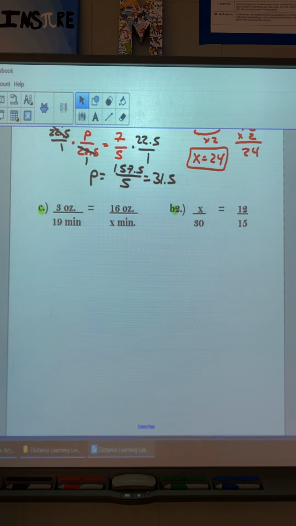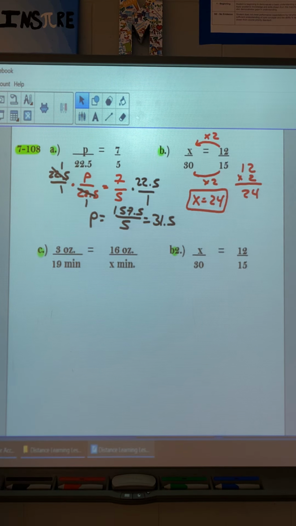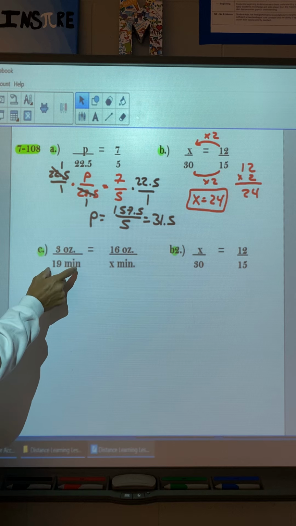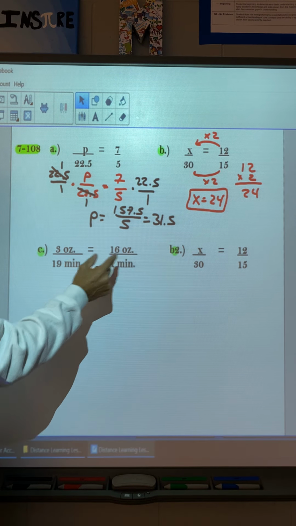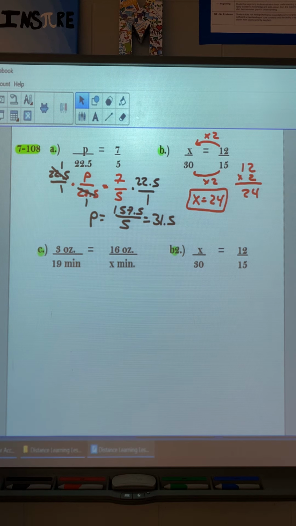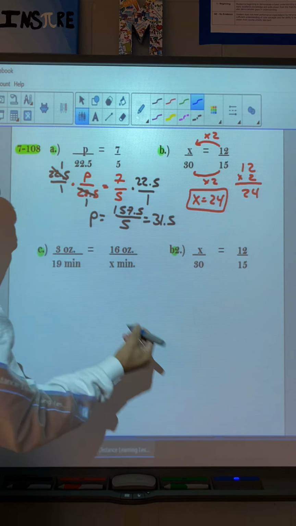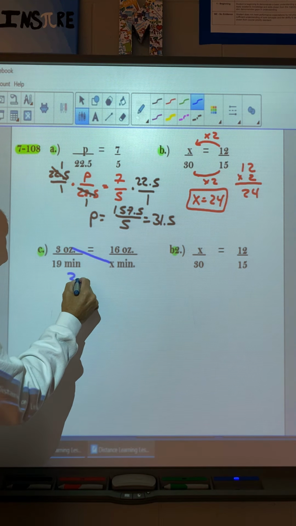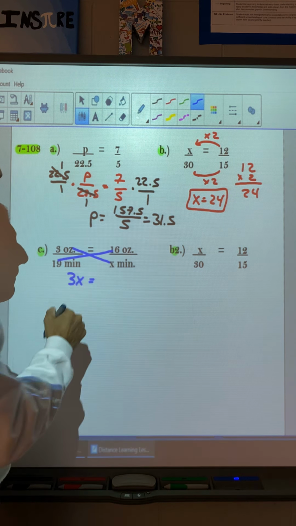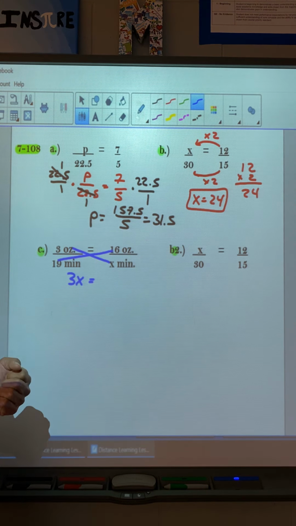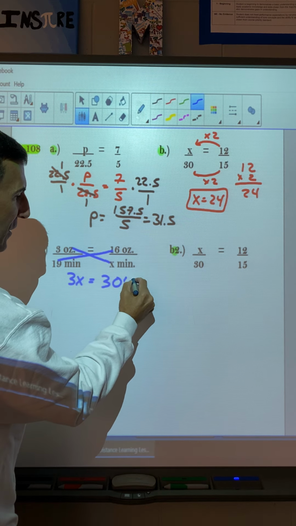I'm going to move this up for you. Okay, now over here we have 3 ounces. This is C. 3 ounces over 19 minutes equals 16 ounces over x minutes. So what might be the best way to do this? When I have numbers like this that don't go in perfectly, I don't even mess around. I go straight to cross multiply and divide. So I will do 3 times x is 3x. 19 times 16, so we got to think a little bit. So 19 times 16, if you need to, get on your calculator. And we should get 304.